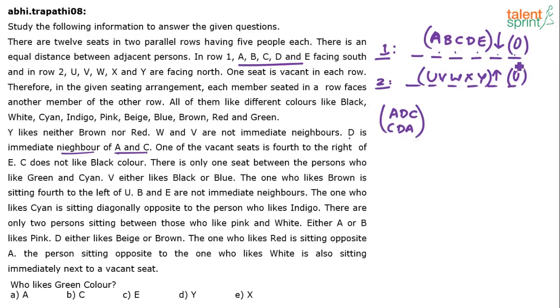So if E comes in this position, let's say, 1, 2, 3, 4, vacant seats come here. Or E can come in this position. If E comes here, vacant seat will come 1, 2, 3, 4 here. These are the only two ways in which this statement can be used. Now, since there are only two possibilities, let me consider those two possibilities.